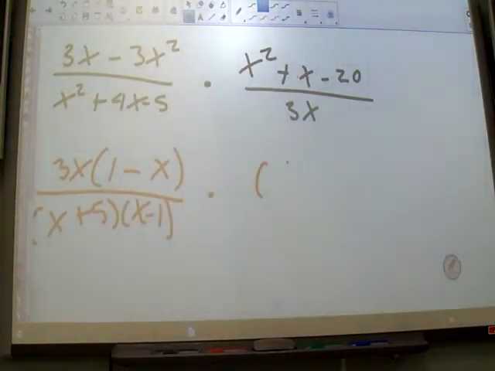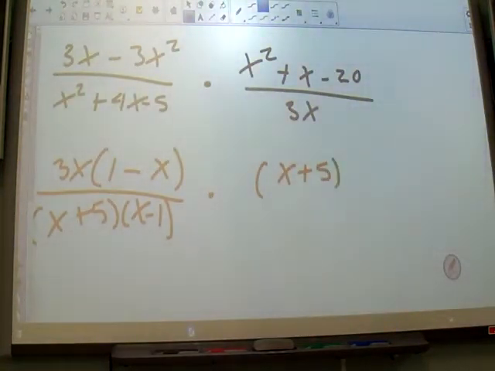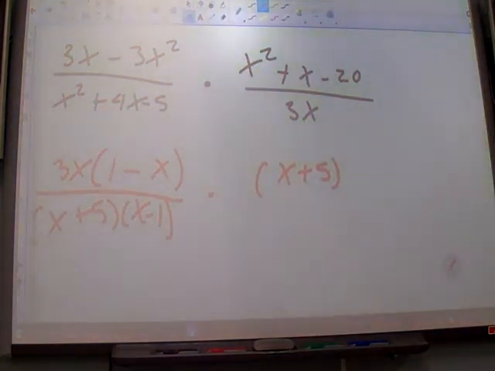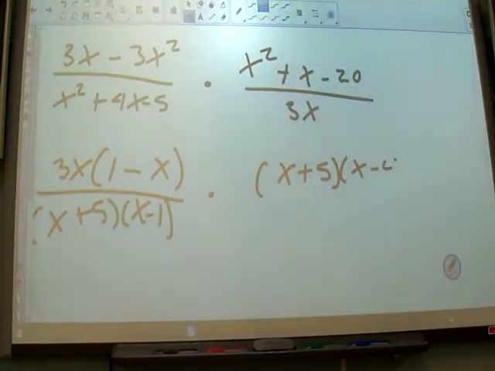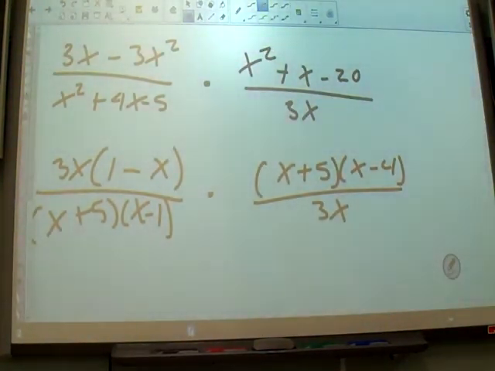Close. -4 and +5. My 1 is positive, so I need my bigger one to be positive. So the 5 will be positive, and now there's a hint. You had a +5 down here, right? And then x minus 4. Okay, on the bottom, all we got is 3x. You can't break that down. All right, so now you've broken everything down.